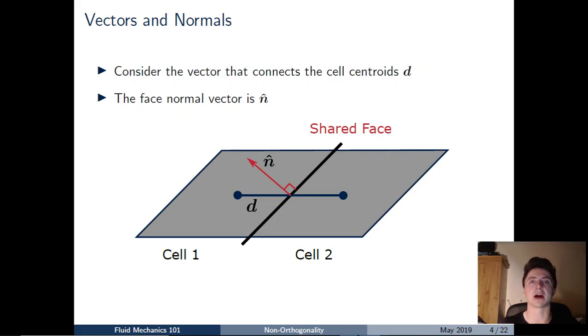Firstly, we need to think about the vector that connects the two cell centroids across this shared face. That vector is given by the vector D, which you can see in the diagram. The other component we need to think about is the face normal vector N, which you can also see there in red. The face normal vector is always perpendicular to the shared face. As you can see from the diagram, this means that the face normal vector does not necessarily align with the vector that connects the two cell centroids across the shared face. This really is the origin of where mesh non-orthogonality comes in.